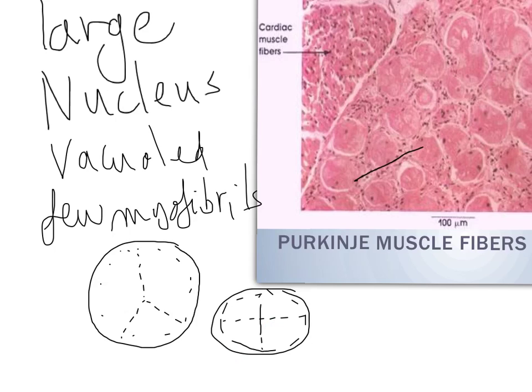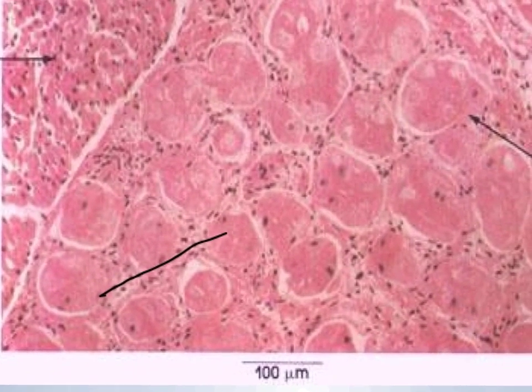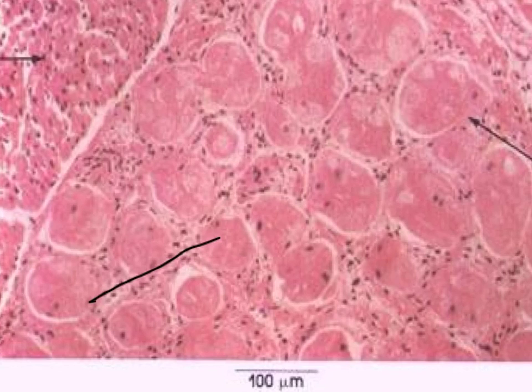So these are the characters of the Purkinje fibers. You may be asked about the function. You may be asked what is the function of these Purkinje fibers. The function is that they spread the cardiac impulse very rapidly compared to the ordinary cardiac muscle fibers. This is as regards the function of the Purkinje.